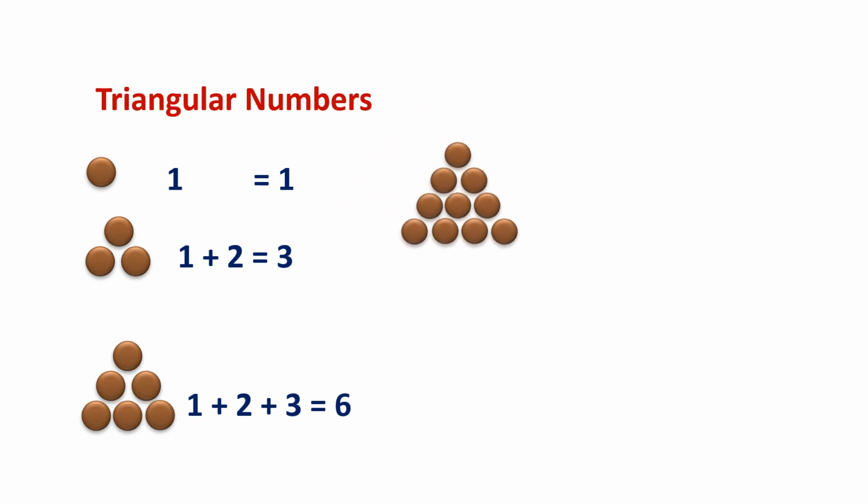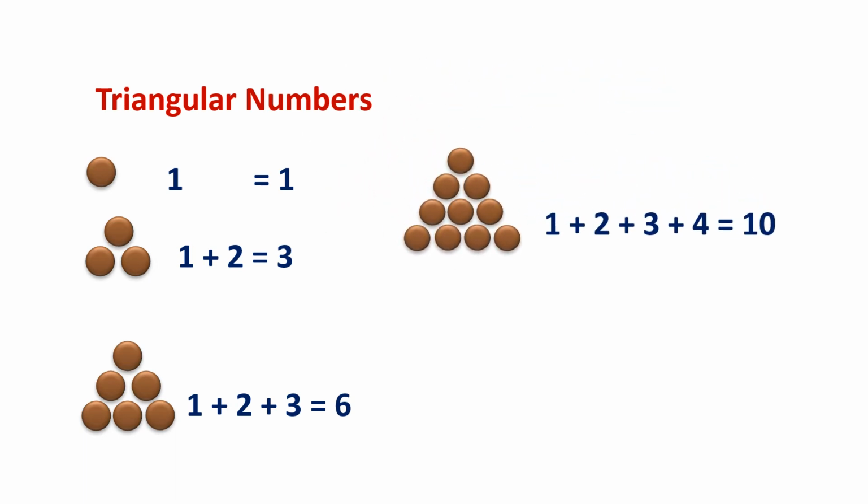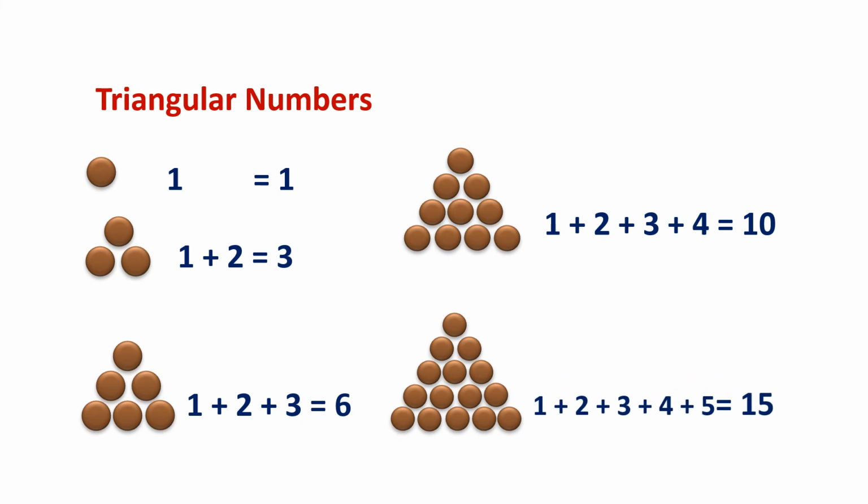Likewise, next I am going to add 4 for that. So 1 plus 2 plus 3 plus 4. The answer is 10. So 10 is my fourth triangular number. Last one, that means the fifth one. 1 plus 2 plus 3 plus 4 plus 5. So the answer is 15. So I can say 15 is the fifth triangular number. Likewise, you can continue so you can find triangular numbers easily.